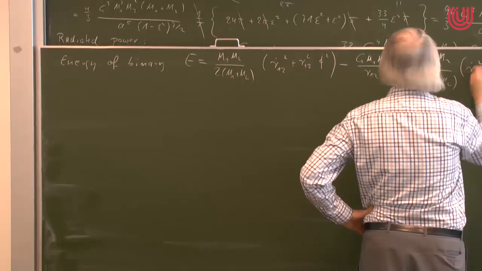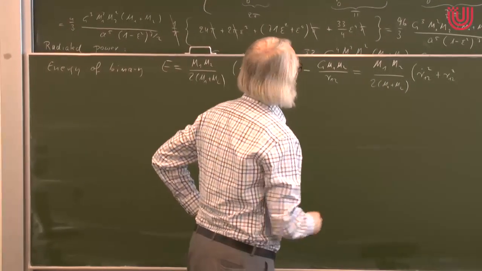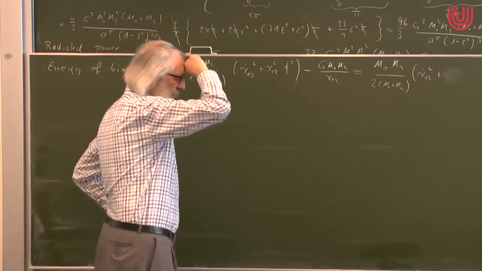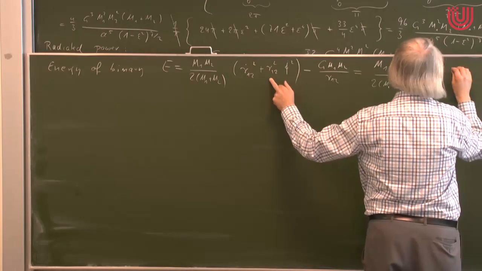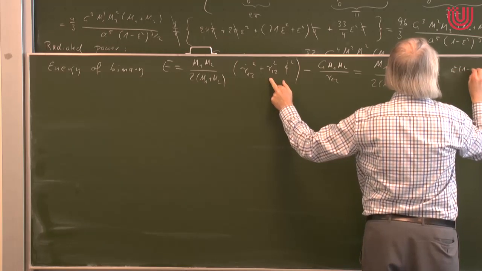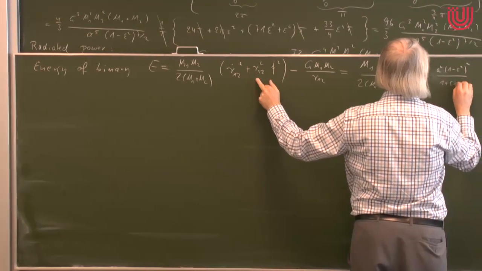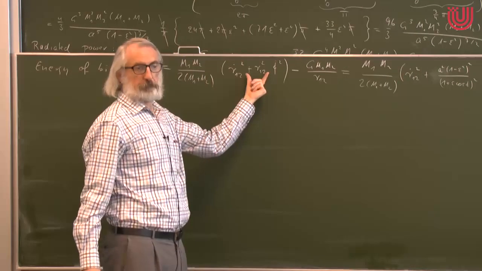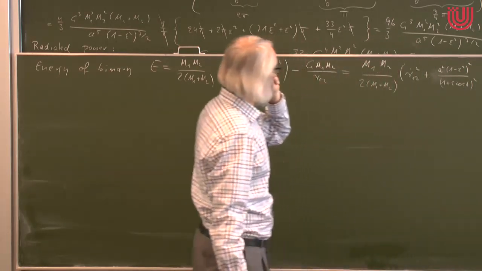I leave this as it is, plus r1 squared. Or we also have an expression for r1 squared. Here we have the formula for the Kepler ellipse in polar coordinates. It says that r1 squared is, what was it? A squared, 1 minus epsilon squared, divided by 1 plus epsilon cosine phi, squared, right? This is r12 squared. Yeah, the polar coordinate expression for an ellipse.